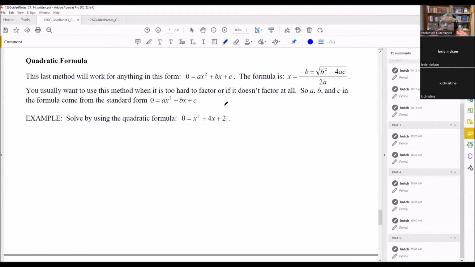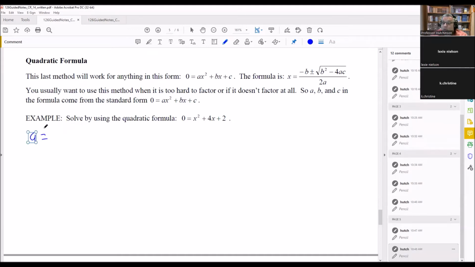All right, so first for this, we want to identify what the a, b, and c are, because those are the ones that go into the quadratic formula. Now in this case, a is equal to 1 because there's a 1 in front of the x squared. So a is 1. The b is the number in front of the x, that's a 4. The c is the number that's not attached to an x, and so c equals 2. So I know a, b, and c. All I have to do now is plug those into the quadratic formula to get the answer.